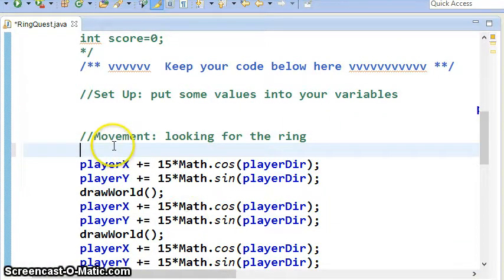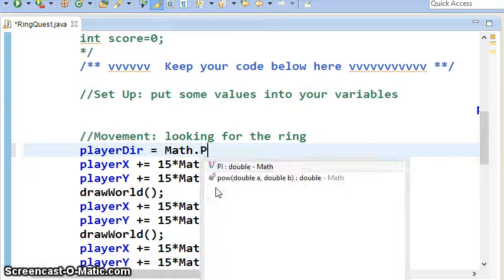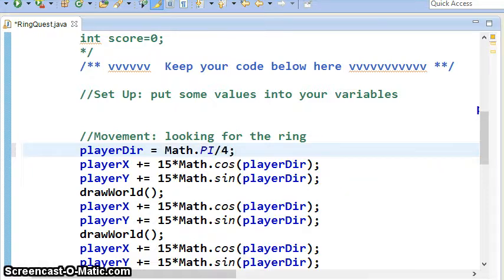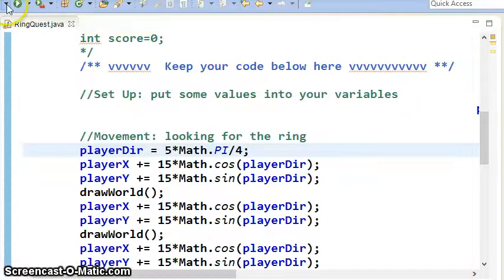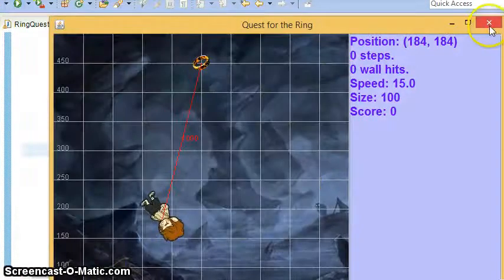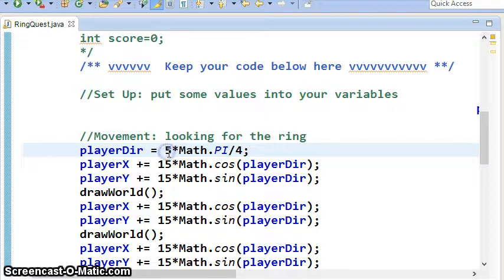Now, just for fun, just to prove to you that this works no matter what, in your movement, right before you actually start moving, and we'll take this out too, let's see if it actually works for all directions. So let's point him 45 degrees. If I point him 45 degrees, does this make him move in the right direction? Nice. What if I made him do 5 pi over 4? 5 pi over 4 would be way down here. So he should be going diagonally down to the left. Awesome. So you just try out a few of these fun times.